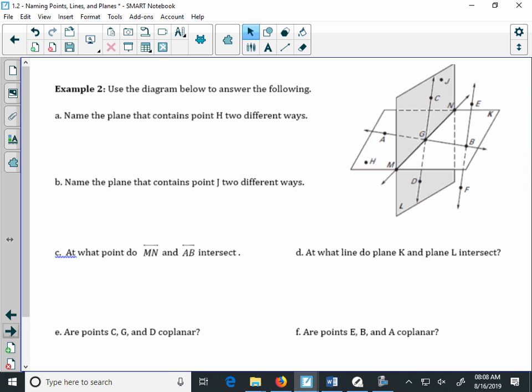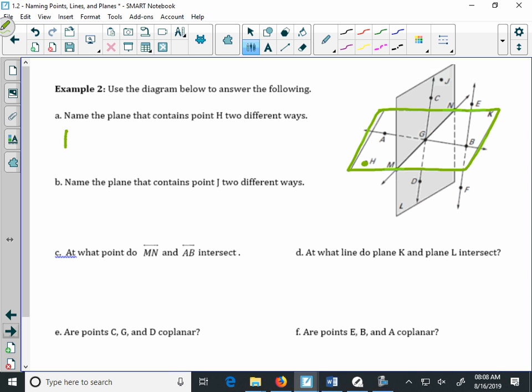The next example, use this diagram below to answer the following. Name a plane that contains point H 2 different ways. Well, here is point H, and it's inside that slanted figure. So that is the plane that H is inside. The non-shaded plane. What's one way to name that plane? Yep.